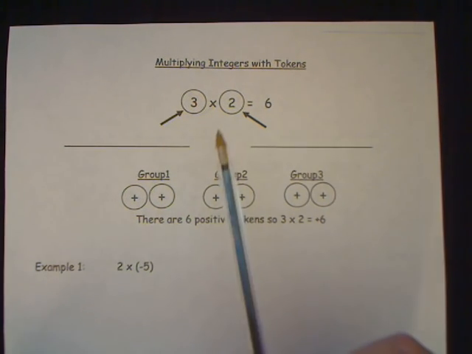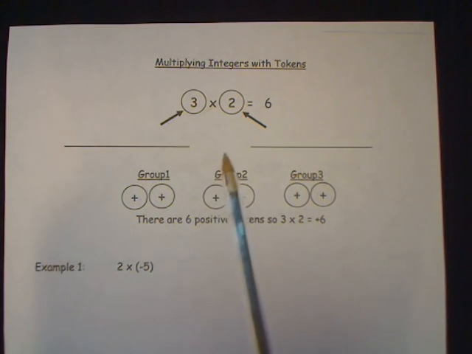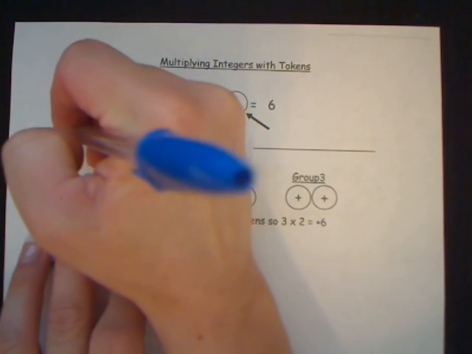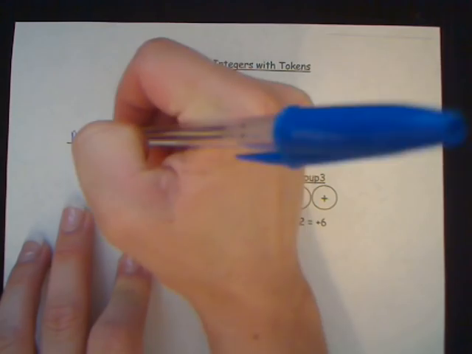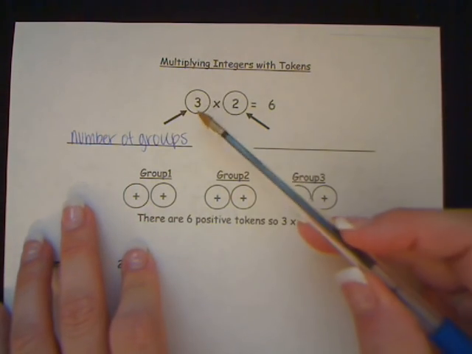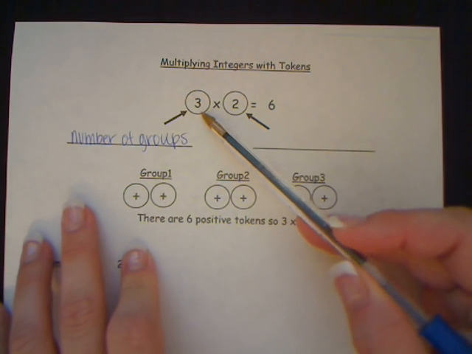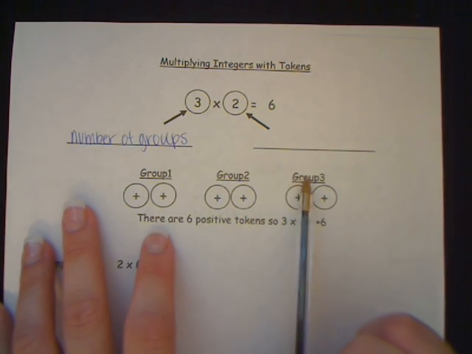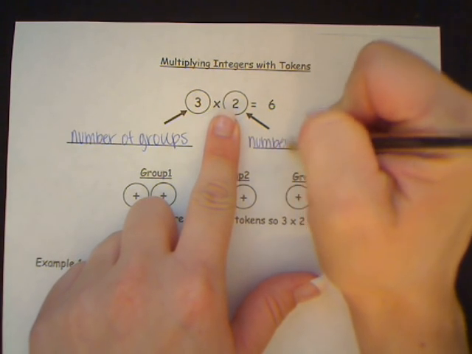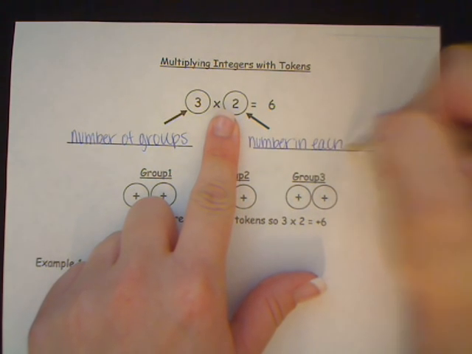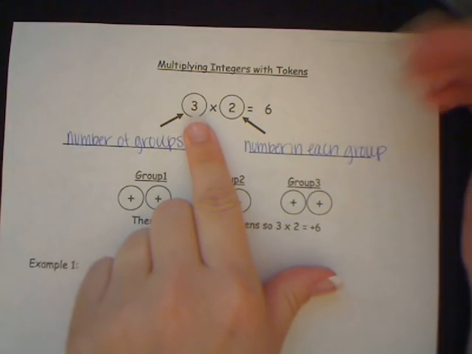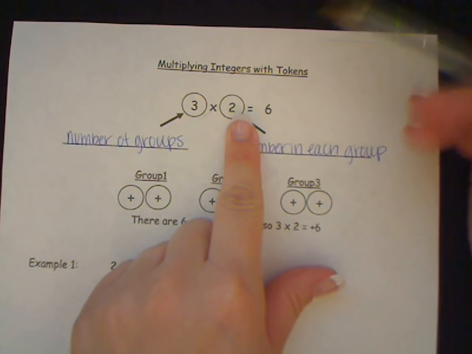We know that. Well, to model this with tokens, we are going to say that this first number tells us the number of groups we have. So this is telling me I have 3 groups. Group 1, group 2, group 3. The second number tells us the number in each group. So this is saying I have 3 groups, and in each group there are 2 positive tokens.